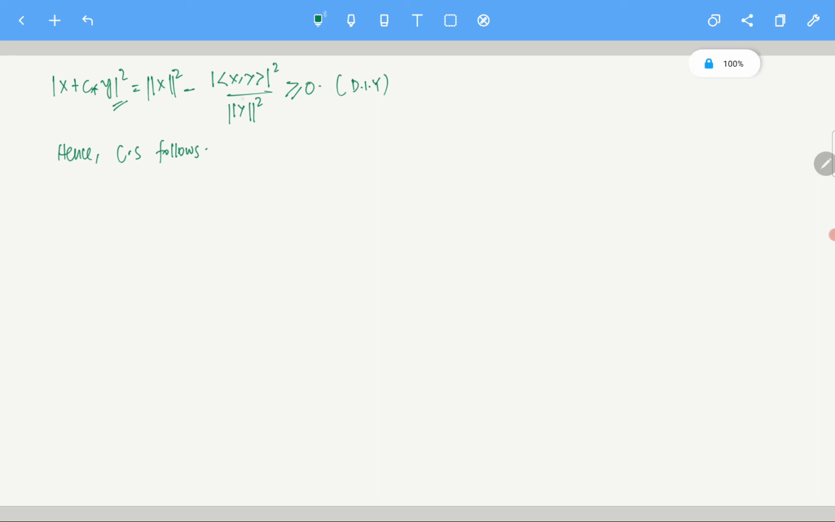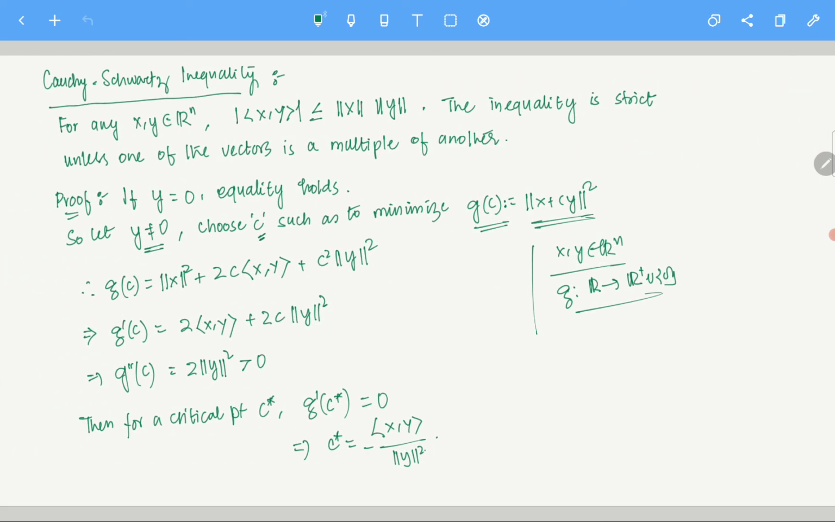Just calculate, and you will get that the mod of the inner product of x and y is always dominated by the norm of x times the norm of y. That's the Cauchy-Schwartz inequality, right?